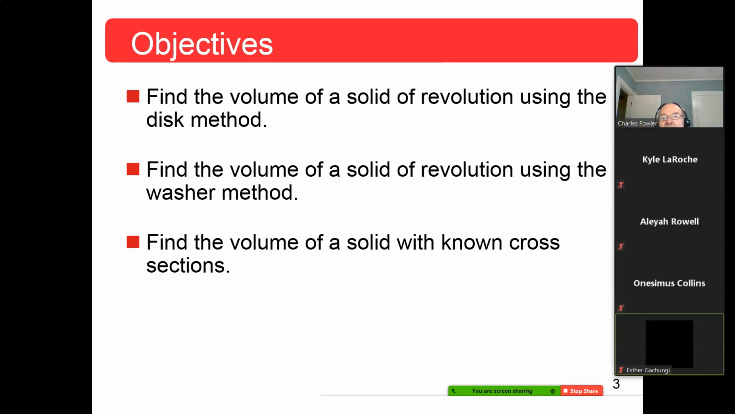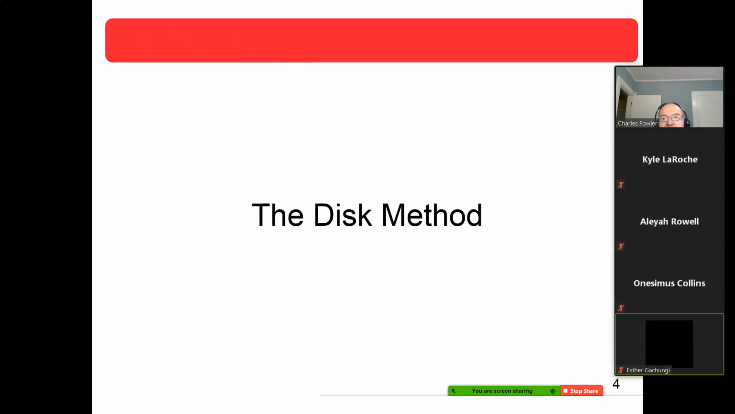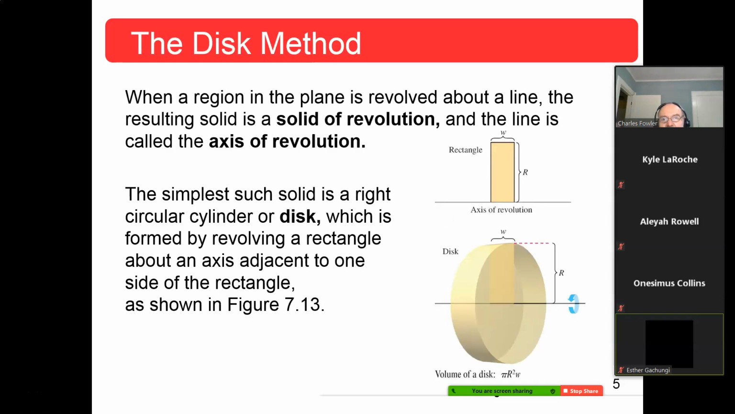Okay, and that's when you have two curves, and it's a solid of revolution around two curves. Okay, and then we'll find the volume of a solid with known cross sections. That will come up, I think, pretty easily in the washer once we've done the other two. All right, so let's first look at the disk method.